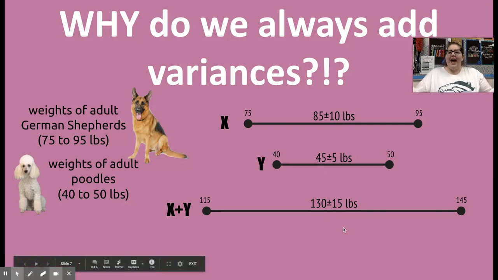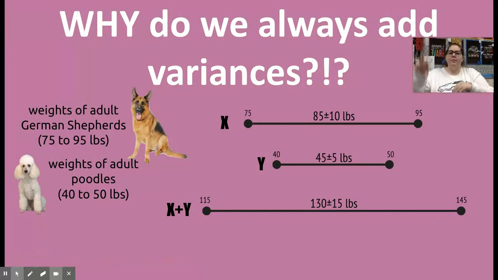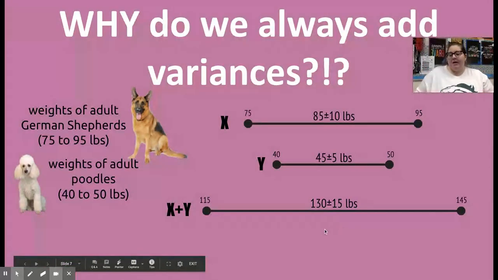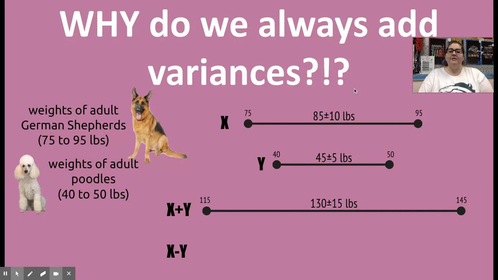So when I add the random variables, the mean and variability react in the same way. They both get bigger, which makes sense because we're adding them. Of course it would. But let's look at what happens when I subtract them. If I wanted to know the difference between the weights of a random German Shepherd and a random poodle, again I'm going to think about what's on the low end of that difference and on the high end of that difference.